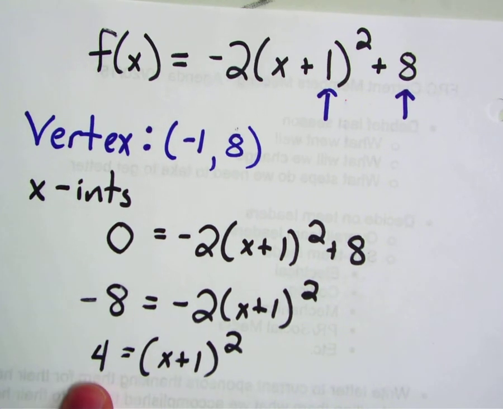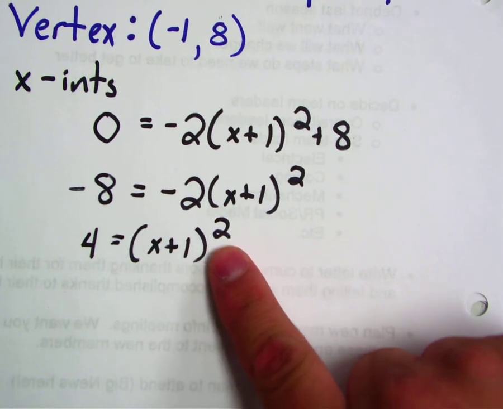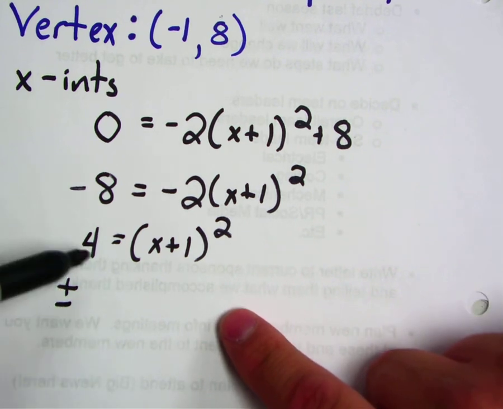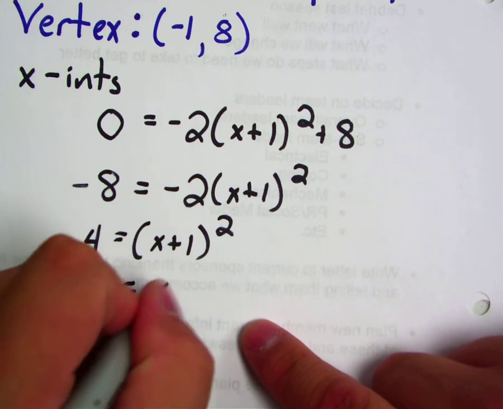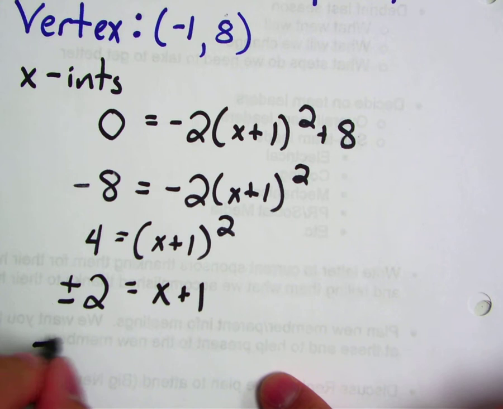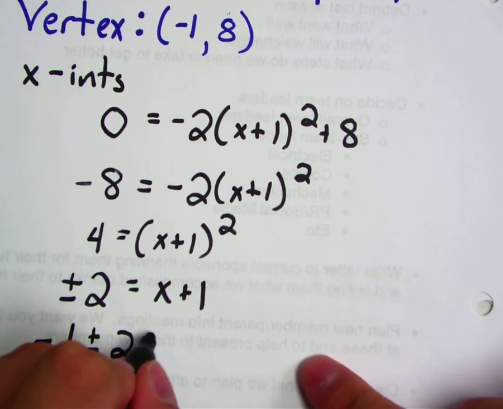You'll notice I picked a function here that has nice whole number roots. We're going to take the square root of both sides. Now when we do that, we have to remember there's positive and negative square roots. So the square root of 4 is 2 or negative 2. And then finally we're going to subtract 1. And I'm going to go ahead and put that out front. Negative 1 plus or minus 2 equals x.